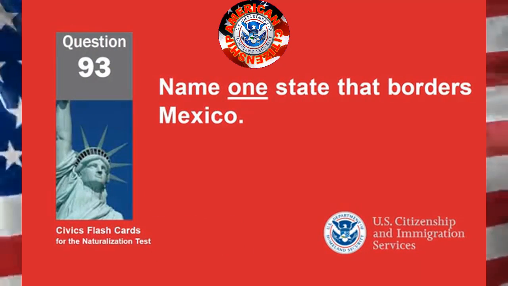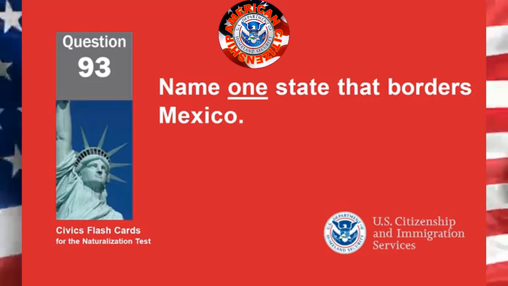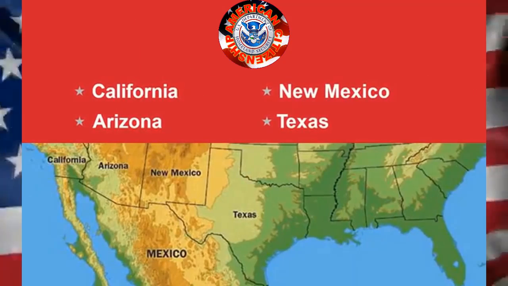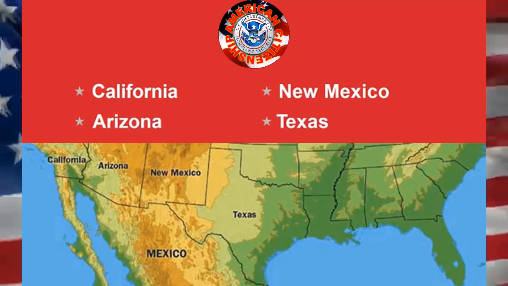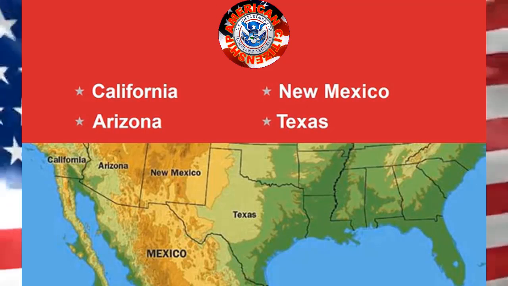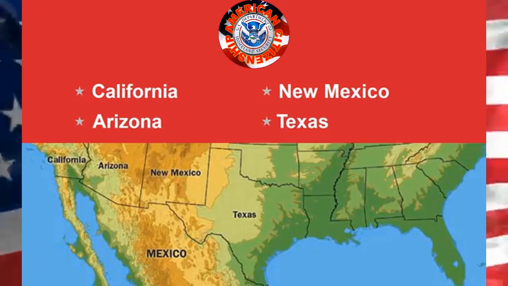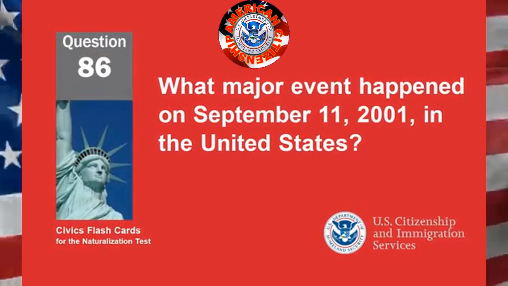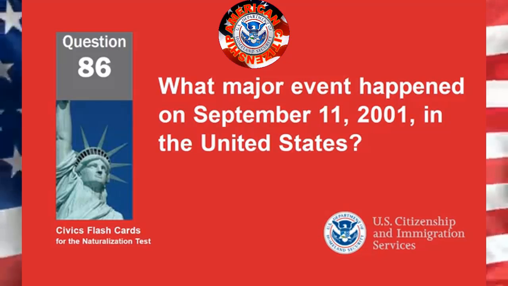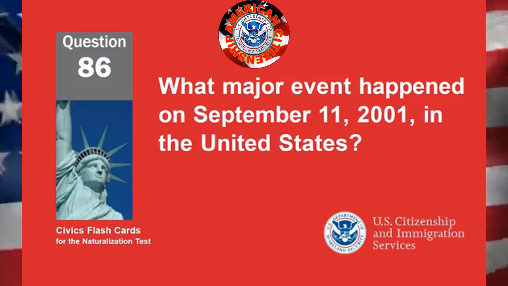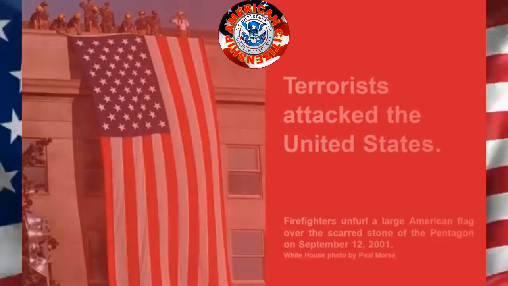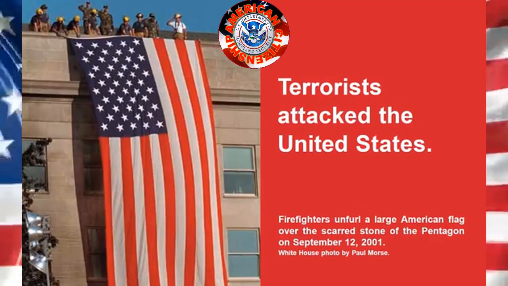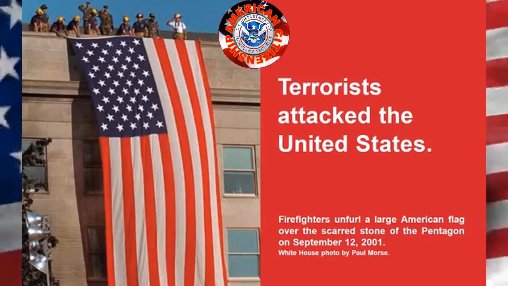Name one state that borders Mexico. California, Arizona, New Mexico, Texas. What major event happened on September 11, 2001, in the United States? Terrorists attacked the United States.